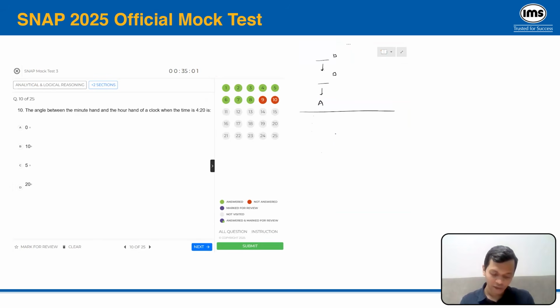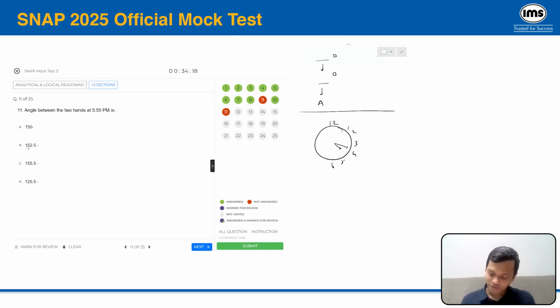The angle between the minute hand and the hour hand of the clock when the time is 4:20. 4:20, meaning this is the smaller one, right? So it has to be 10 degrees, because initially it was 120. Then this has basically gone from there to there. This would have traveled only for 20 minutes. So, oh no, 10, right? 10 degrees is fine. What was I thinking?